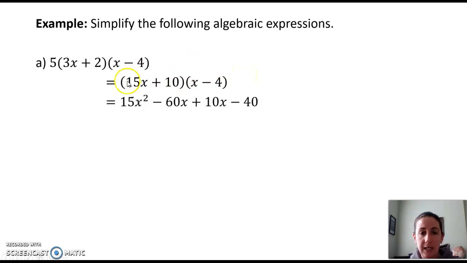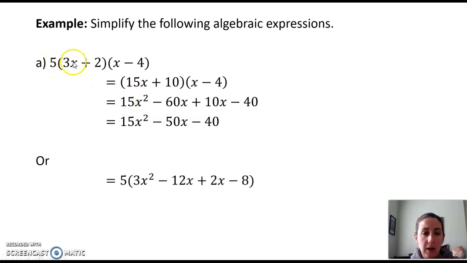So we'll do that. 15x times x gives me 15x squared. 15x times negative 4 gives me negative 60x. 10 times x gives me 10x. And 10 times negative 4 gives me negative 40. We can combine our like terms. That negative 60x plus 10x gives me negative 50x. Now, as I said, there are multiple ways of doing this. So what if I decided to actually multiply these two groups together first?